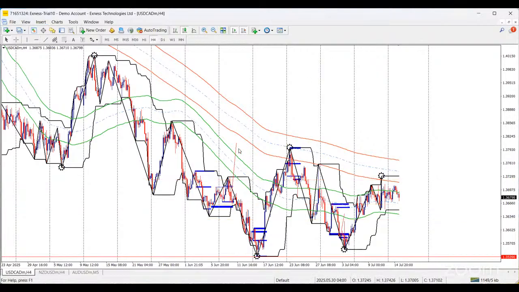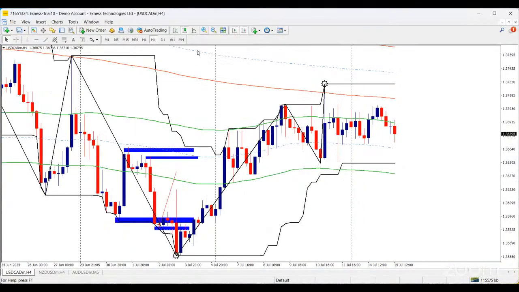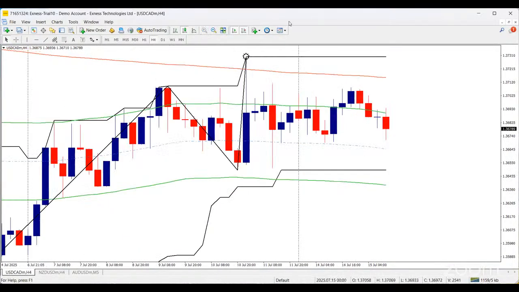The predominant move of USD CAD is to the downside. Sunshine was printed, and people who were buying took profit. It has been ranging, though. If I zoom in, look at the candlestick print. USD CAD has been ranging for a while, right?